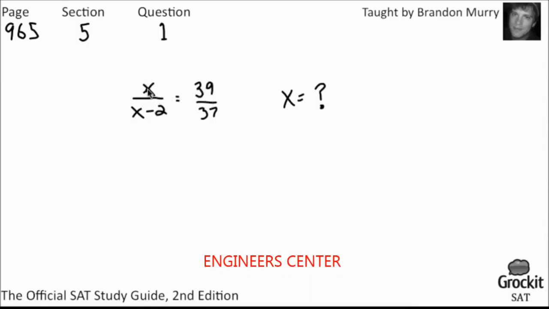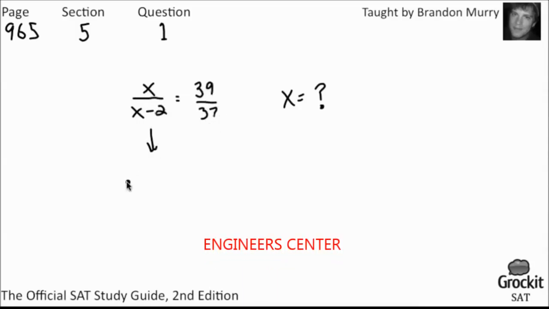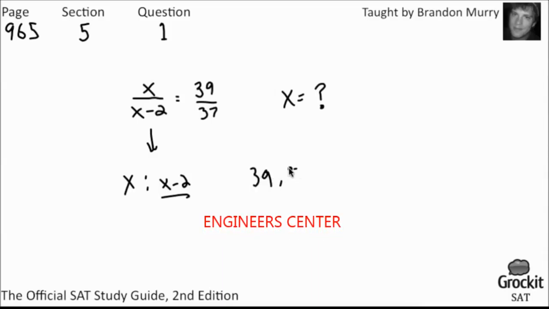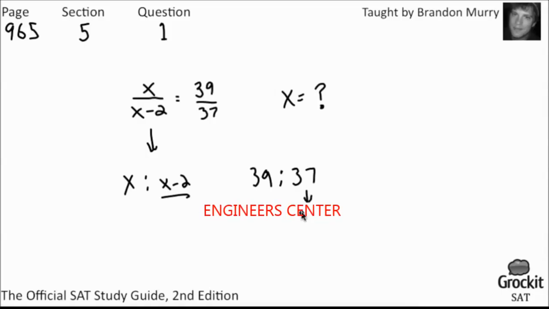Let's look at it as a ratio, right? X to x minus 2 is the same as 39 to 37. What's the difference between x and x minus 2? Well, this is 2 less. How about 39 and 37? 37 is the same as 39 minus 2.